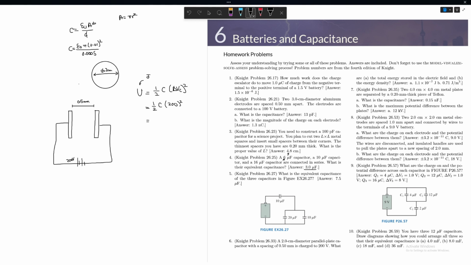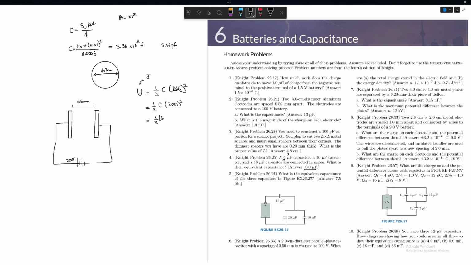All right, now calculating this whole thing, I'm plugging into my calculator. I got 8.85 times 10 to the negative 12, all times pi, and that is all times 0.01 squared over 0.0005. That gave me a nice capacitance of 5.56 times 10 to the negative 12, and that's in farads. So in pico, this would be 5.56 picofarads.